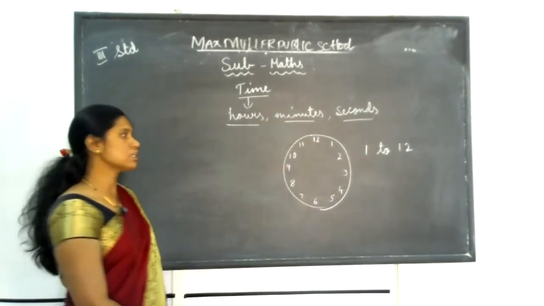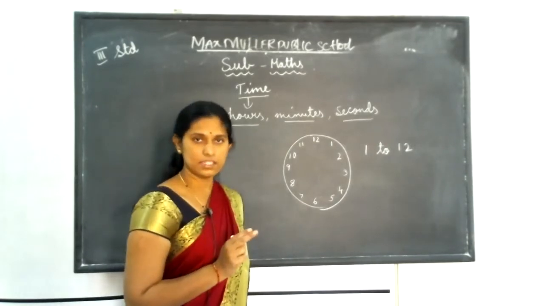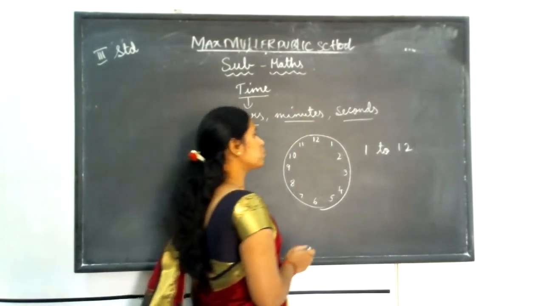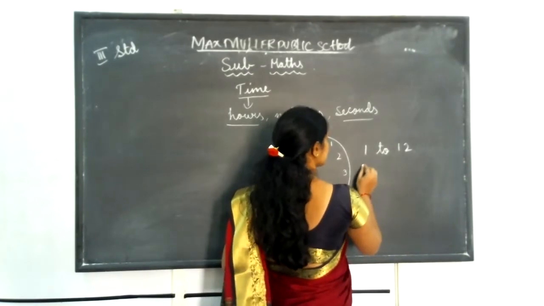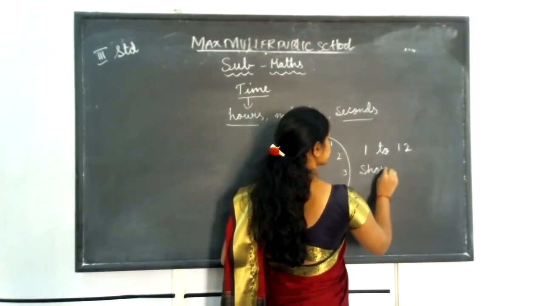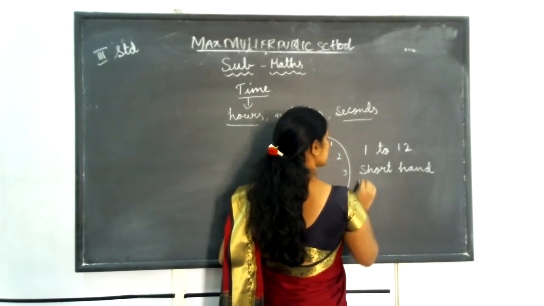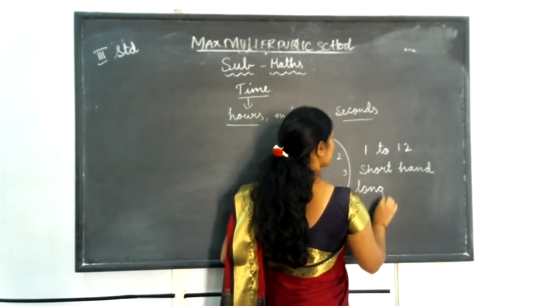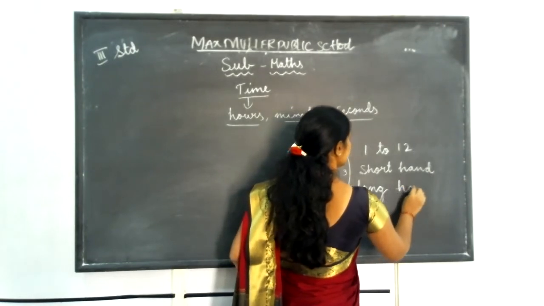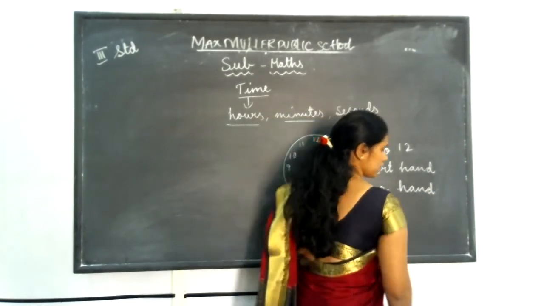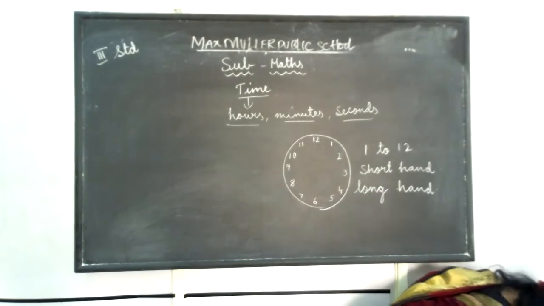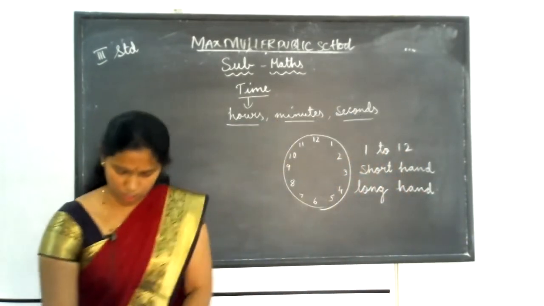Not only numbers, you have two hands. Yes or no? Which are those? One is the short hand. Another one is the long hand. You have a short hand and a long hand.